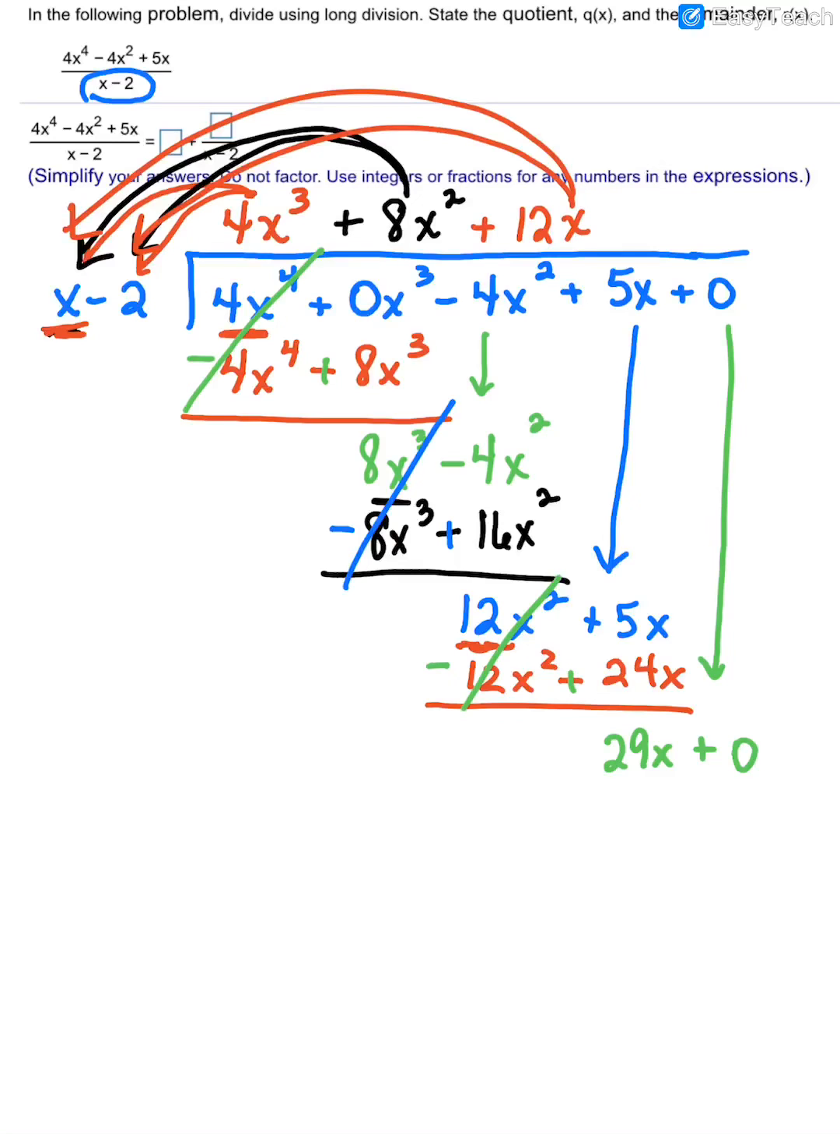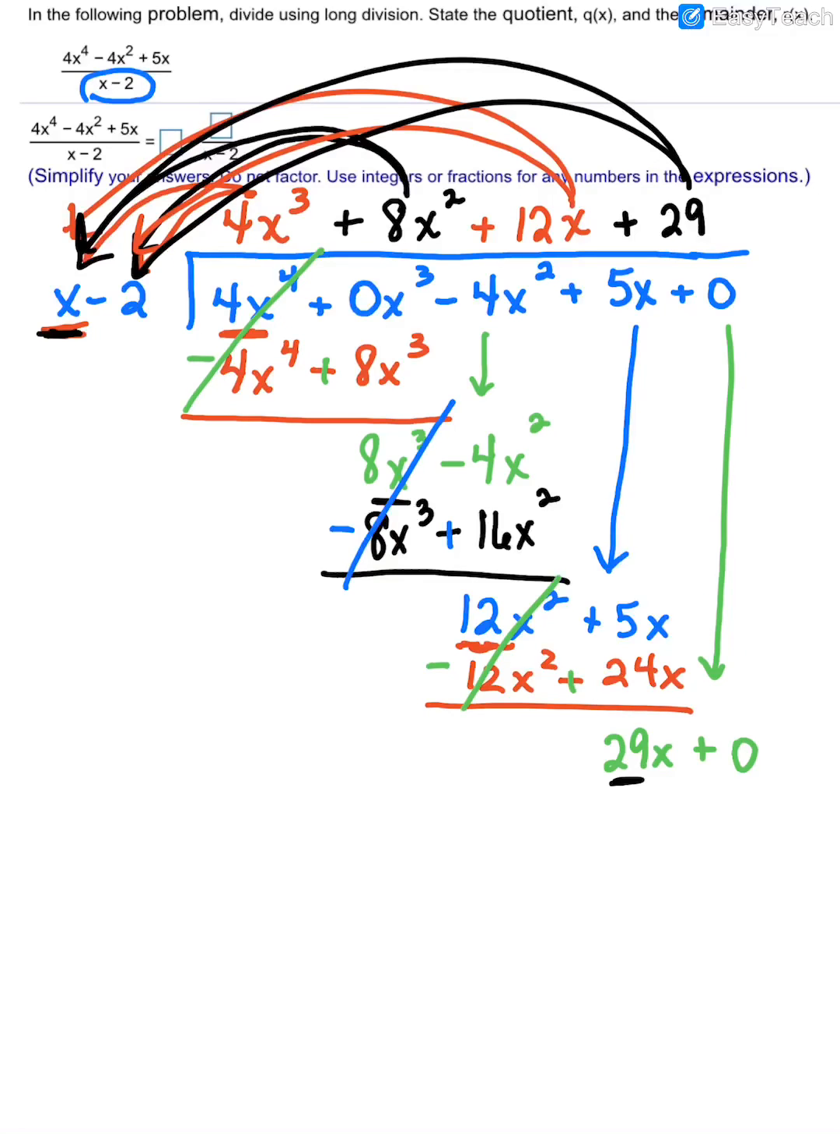So now we are focused on just the leading term of the divisor and the leading term here. So x times what would give me 29x, so that would be a plus 29. And then when we multiply by both terms, 29 times x is 29x, and then minus 29 times negative 2 would give me 58. And then we subtract both those terms of the product, so minus, plus, that zeroes out. So notice we have a remainder of 58.